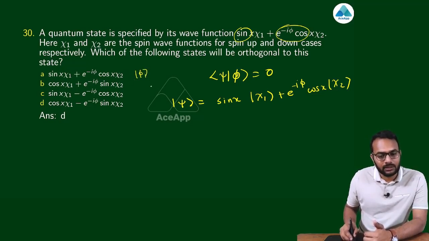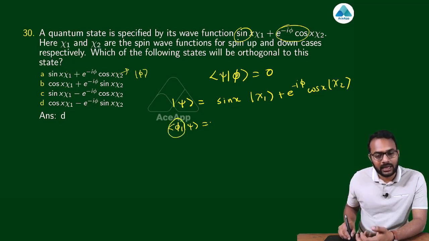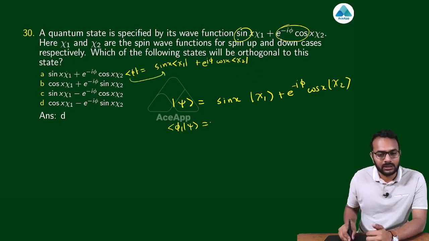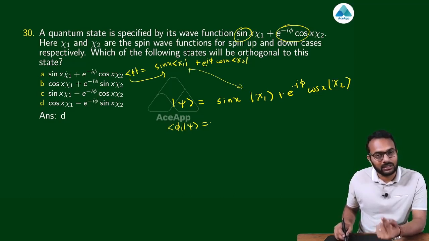First, calling this phi 1, what happens with phi 1 with psi? Is this equal to 0? What is the inner product of phi 1 with psi? This is the bracket phi 1 psi, and phi here is the bra, so we must take the corresponding bra. If phi 1 is sin x chi 1 plus e raised to i phi cos x chi 2, we write the corresponding bra operator accordingly. Now the inner product of chi 1 with chi 1 is 1. This is an orthonormal set.